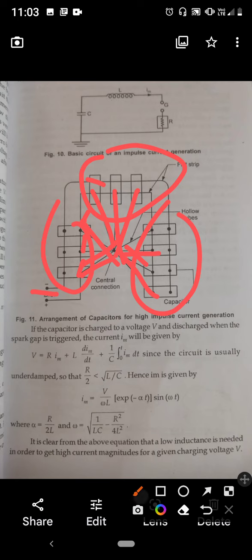But for a higher value of impulse, because you know the current rating of the impulse must be very high, for achieving the higher value of Im we need a lower value of reactance. That's why we use air cooled hollow tubes for achieving the lower value of L.